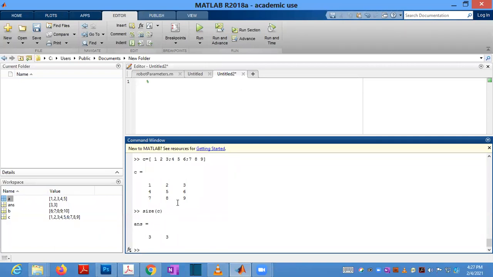So for matrix operations, the matrix laws should be met. If you have a 3 cross 3 matrix, it can be multiplied with a 3 cross something else. That you should remember. And for addition also, if a 3 cross 3 matrix is there, you can add only a 3 cross 3. Otherwise, you have to use some other procedure.